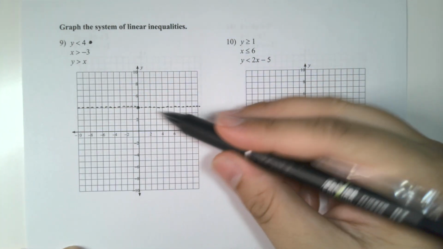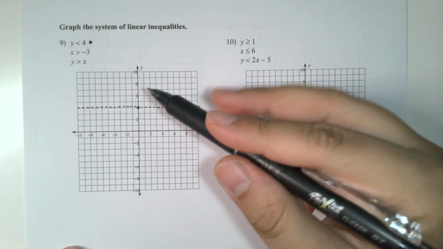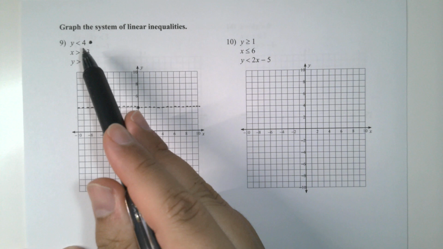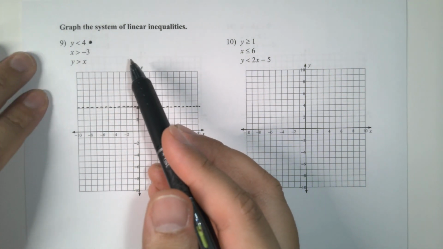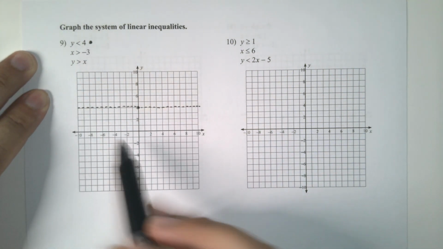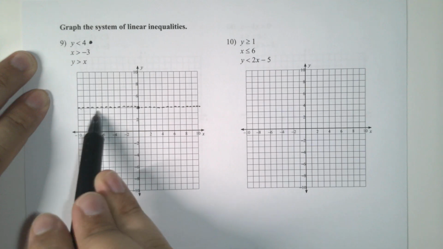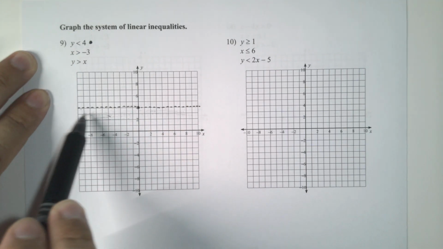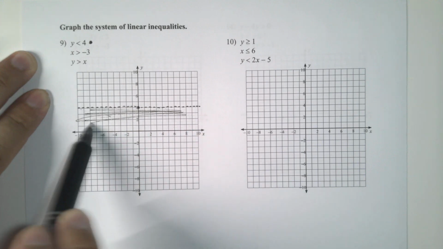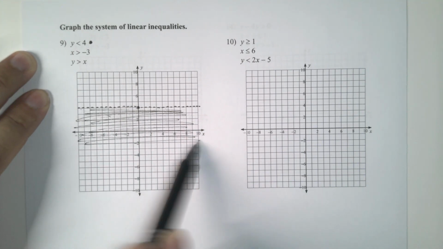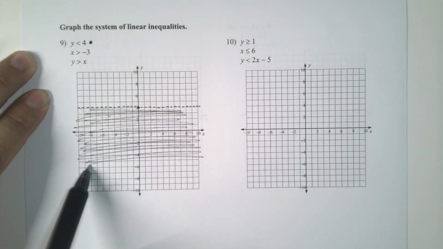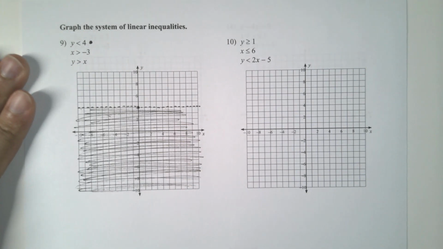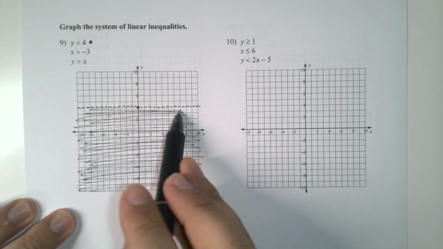So that's our first inequality, but we need to know which way to shade. This is less than, and less than means we're going to shade below. And so that means that everything down here, I'm going to try to make this as neat as possible with pen. There we go. So it's going to shade everything down there.